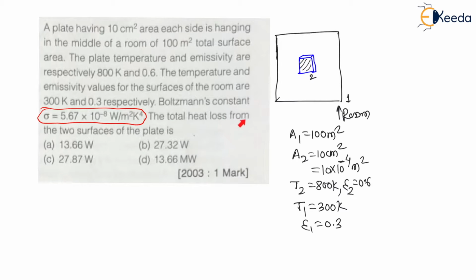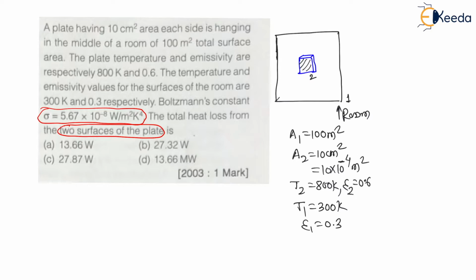Then the total heat loss from the two surfaces of the plate is, this is very important, the total heat loss from the two surfaces of the plate. First of all, this area A2 is one side area only, means from this one side the heat is losing, and from this back side also the heat is losing to the room. Let us find first the heat loss from one side, and if I multiply the answer by 2, we will get heat loss from both sides, definitely.